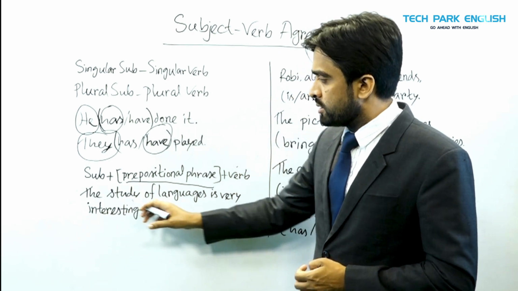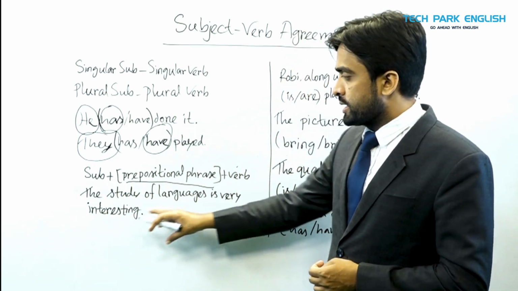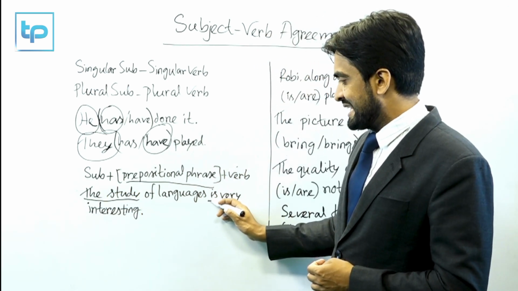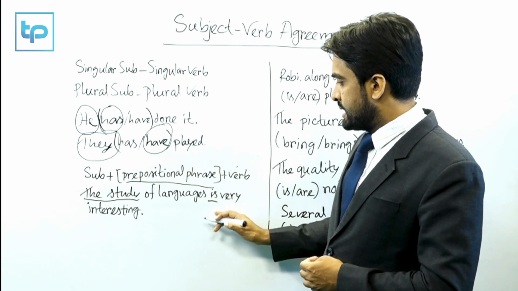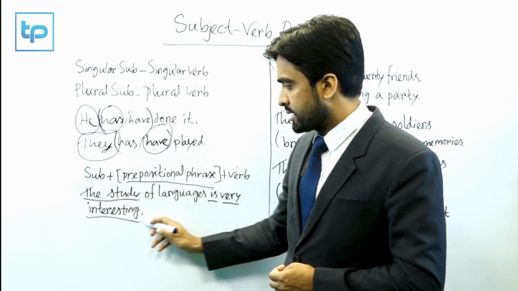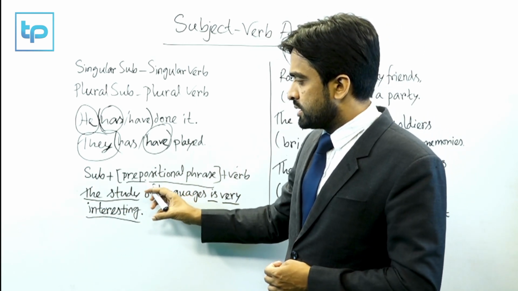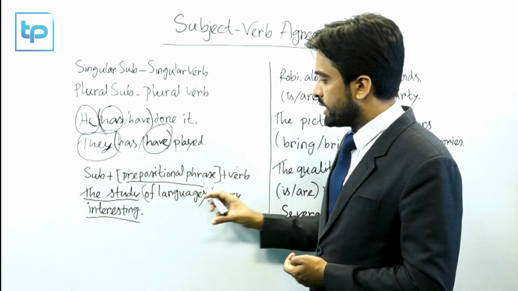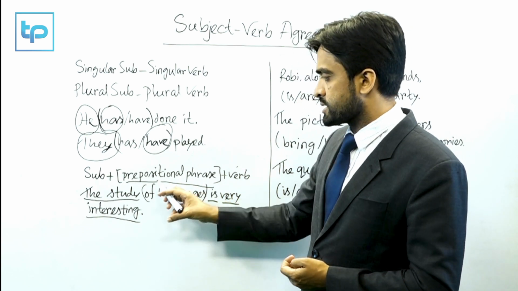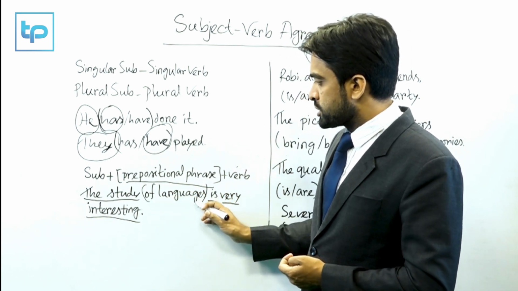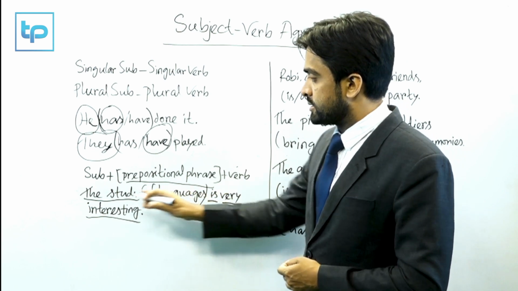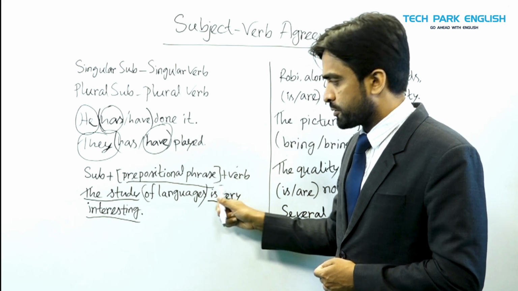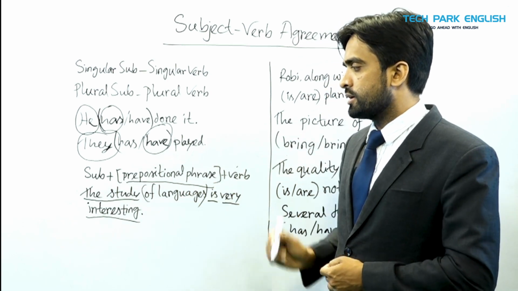For example, the study of languages is very interesting. Here, the subject is the study and the verb is. So, the study is very interesting. Here, the study, what about it? It is actually the language study. So, the study of languages, this one is prepositional phrase. Here, of languages should not agree with is. The study has to agree with is. As it is singular, so the verb is singular. The study is very interesting.